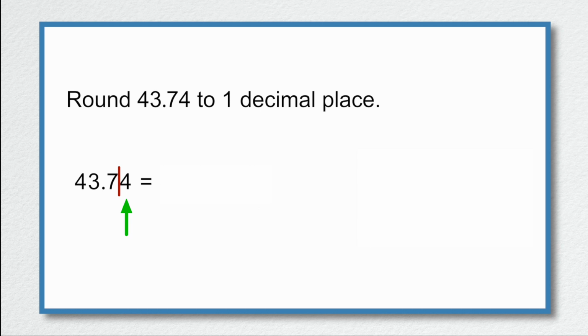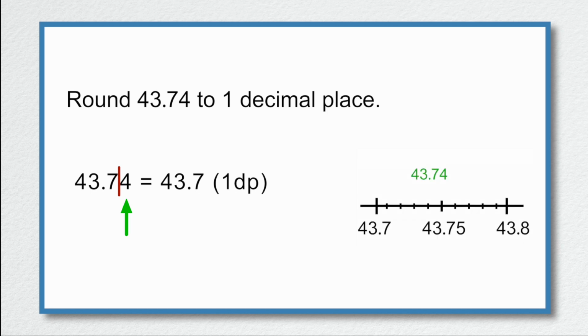So 43.74 is equal to 43.7 to one decimal place. And this is how we write it. We have a bracket with 1 dp in it, and this will tell us that this number has been rounded to one decimal place. So here's our number line, and we are concerned with whether we round the number down to 43.7 or round it up to 43.8.